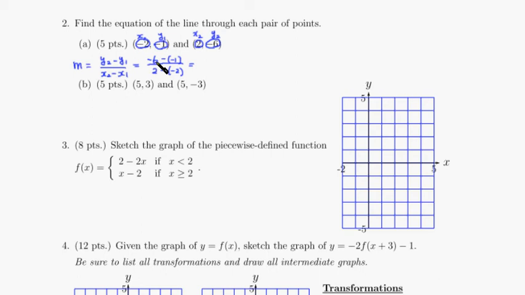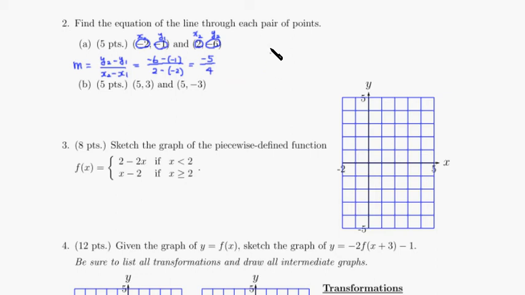So it's -6 plus 1, which is -5. And 2 minus -2 is going to be 4. So -5/4 is the slope.